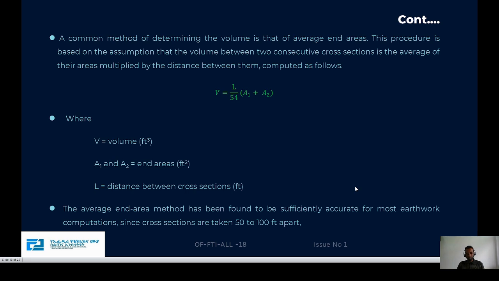We calculate the volume by using the average end area method. The volume is equal to the length between area 1 and area 2, times the adjacent areas, A1 plus A2 over 54 for volume 1. Then volume 2 means L, the distance between A2 and A3, over 54, in the brackets A2 plus A3. The next is A3 plus A4, the next is A4 plus A5.